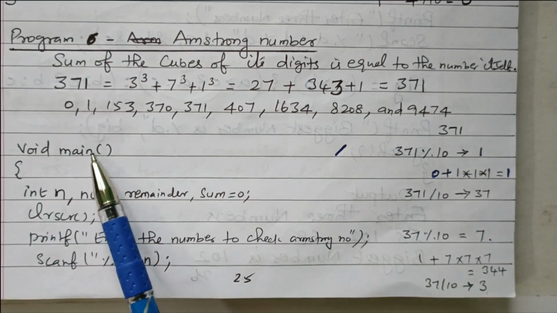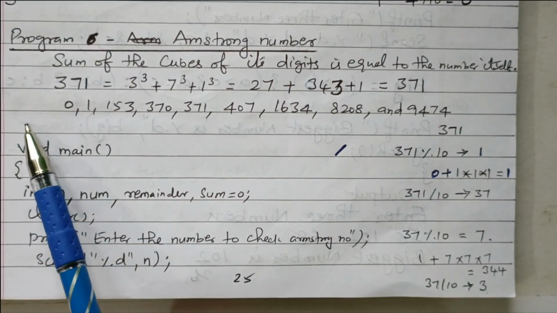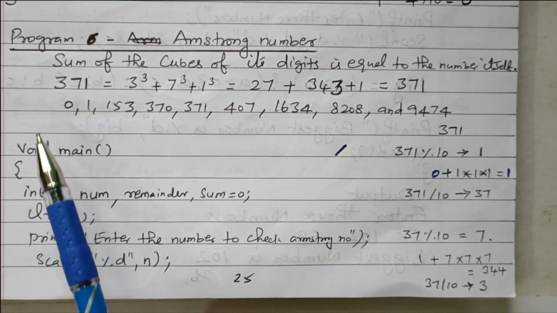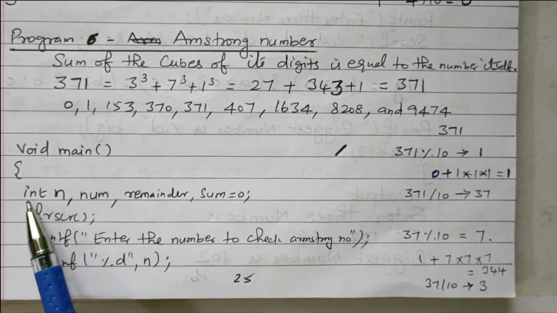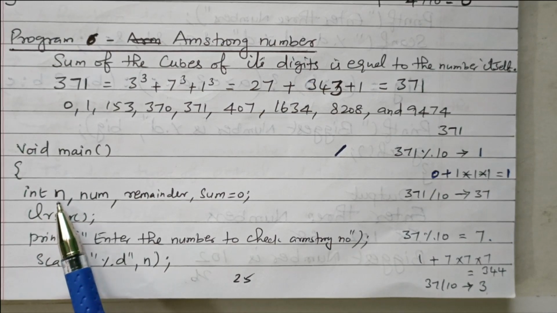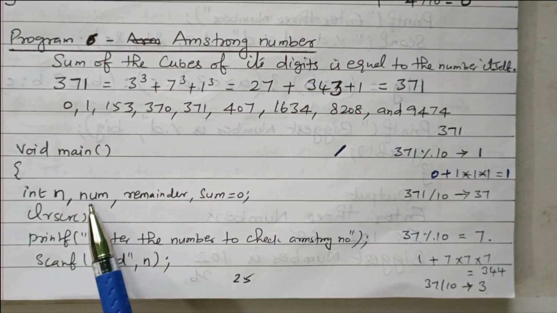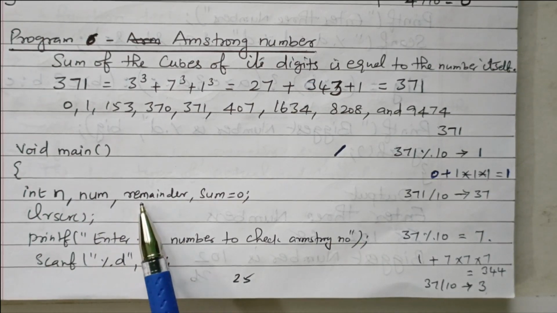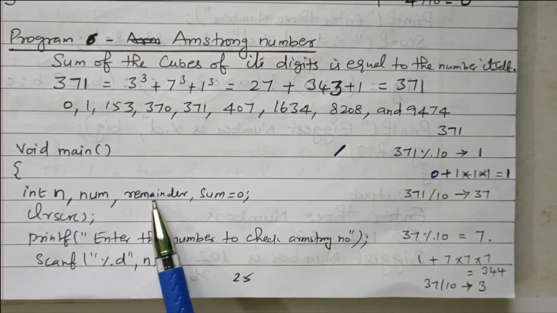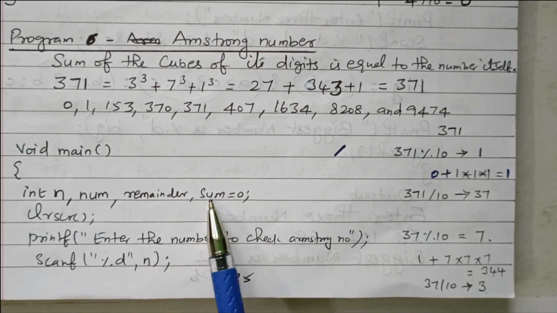So the void main, open the braces, the header files we can include by default, stdio.h, conio.h. Then the variable declaration: integer n, this is a number, and integer num, in order to store the value. This is a remainder, the remainder will be stored in the variable remainder. Then sum equal to initially 0.